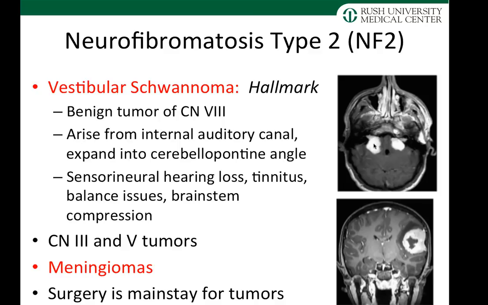Cranial nerve 3 and trigeminal nerve tumors can also occur in patients with NF2, and meningiomas are quite common. The bottom picture here is a patient who has a meningioma. You can see the bright mass on this coronal section over here. Surgery tends to be the mainstay for these tumors, mostly because of mass effect and the compression of surrounding structures that can lead to compromise of breathing or other vital functions.